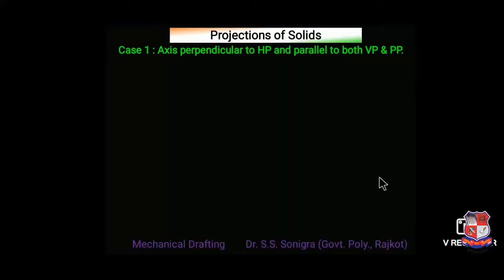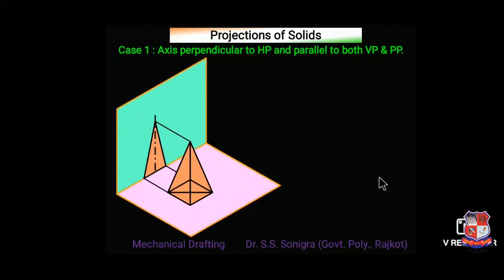Now we discussed how to take projections of various solids. The first case is axis perpendicular to the horizontal plane and parallel to both the vertical plane and the projection plane. This is the horizontal plane. This is a square pyramid resting on its square base on the horizontal plane. This is the vertical plane. If we look from top, it will look like a square, and if we look from front, it will appear as a triangle. So draw these two views.